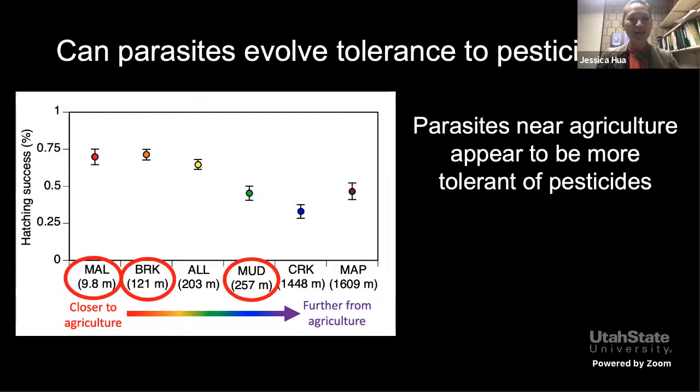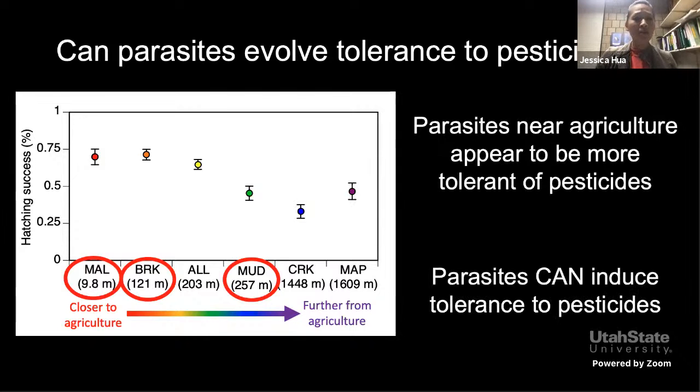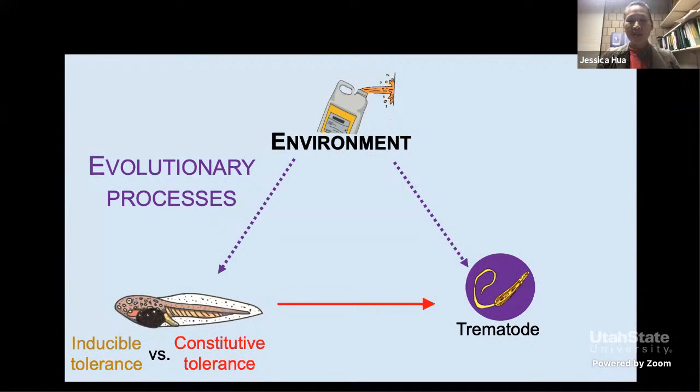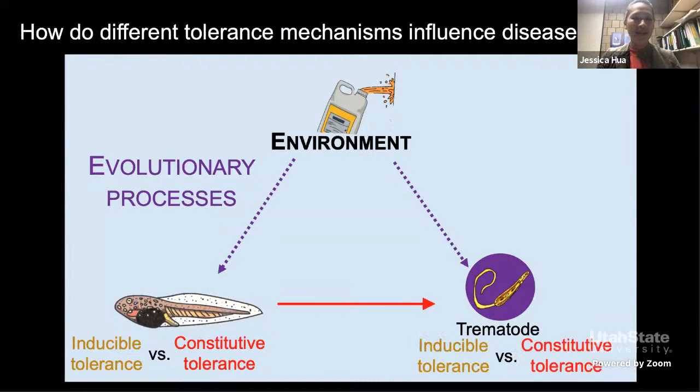I don't have time to show you the inducible tolerance data yet, but thus far, we're finding that at least some populations of parasites can induce tolerance to pesticides. So when reared in pesticide environments early in their life, they can become more tolerant later in their lives. So with that, it seems that trematodes and parasites in this triangle may also have the ability to exhibit tolerance via a different mechanism. The next step that we're hoping to ask then is how does this influence the parasite's ability to infect the host?